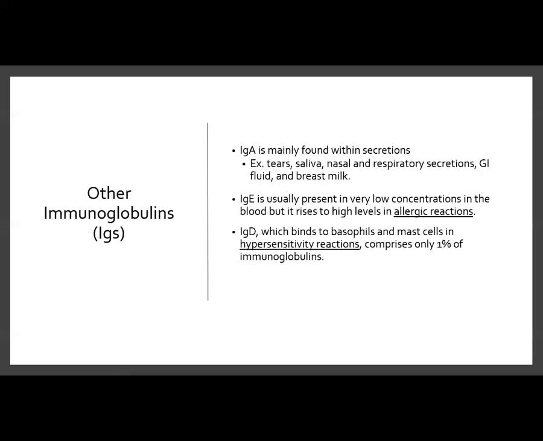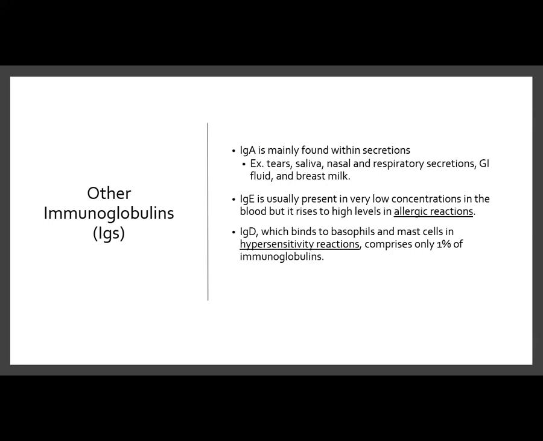So your other immunoglobulins. You've got immunoglobulin A, which is found mainly in the secretions. Those are things like your tears, saliva, nasal and respiratory secretions, GI fluid, and breast milk. So the way I always remember your A's is you're going to cry for an A. So that's how I remember those ones. That's all in the external secretions.